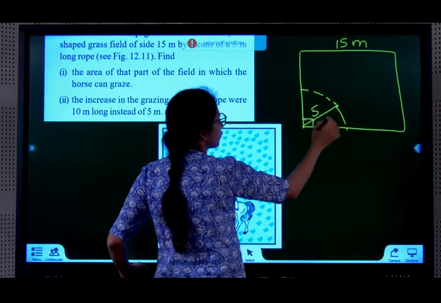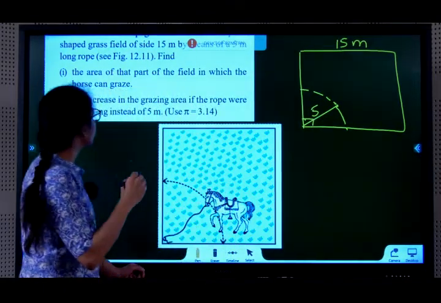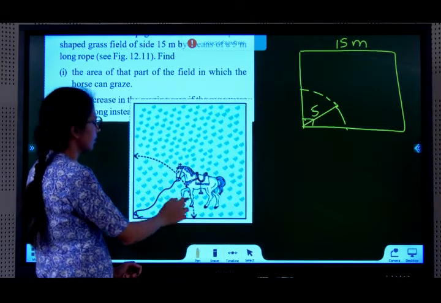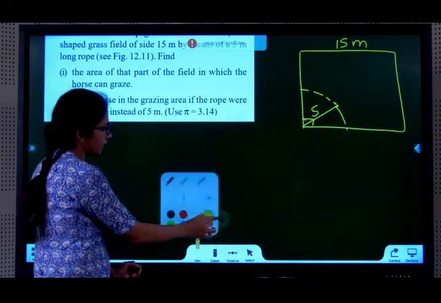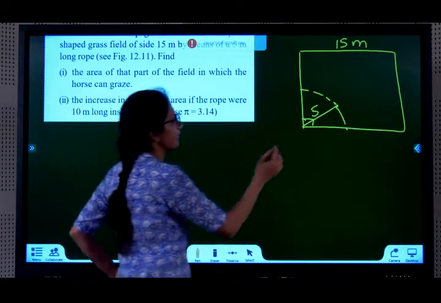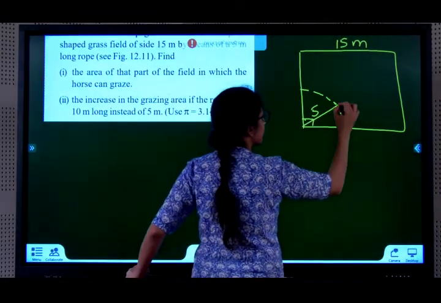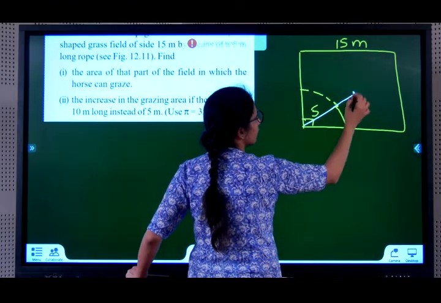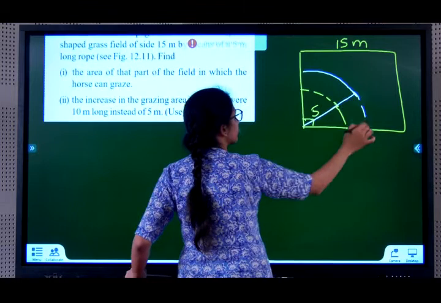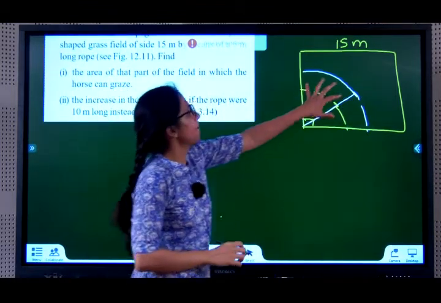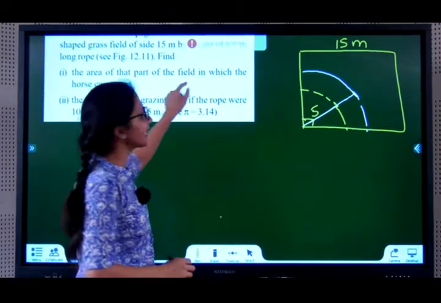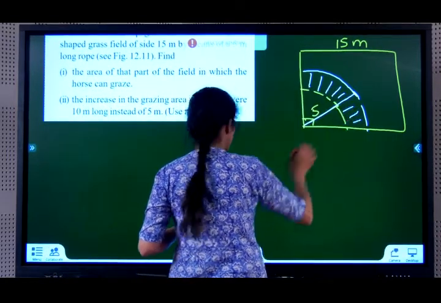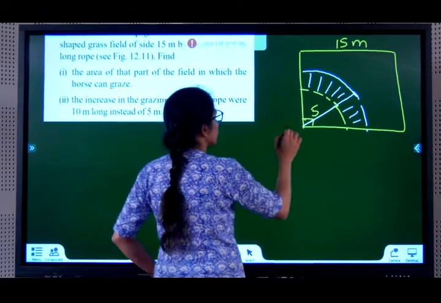That is nothing but this field. The increase in grazing area if the rope were 10 meter long instead of 5. So let's make this rope now 10 meter long. So if I make it 10 meter long, this will be the new rope and this will be my new grazing area, this whole part. But they only want the increase in the grazing area. So they only want this part. Understanding? So how do we do this problem?